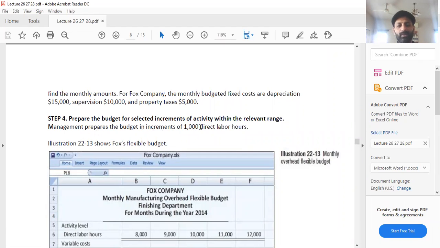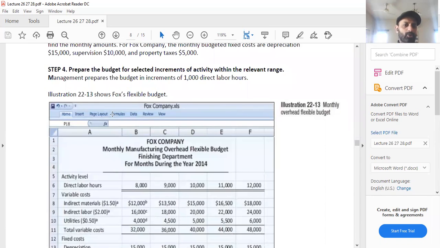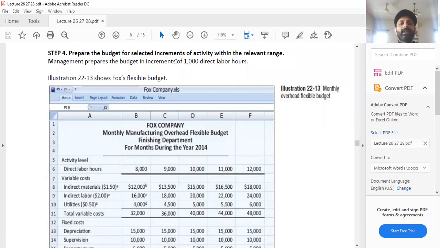Step 4, prepare the budget for selected increments of activity within the relevant range. Now, हमने कहा था कि when you are trying to figure out the increment in the activity level, you simply look at the activity of your company and try to judge okay, what is the best incremental way that you want to adopt. तो आप इसमें कहते हैं कि it should be 1,000 direct labor hours per month. So you start by 8,000. 8,000 means कि you expect कि आपकी जो activity level है that will be 8,000 direct labor hours per month. आप उसमें increment means कि आप कहते हैं okay if it comes to 9,000 then what will be the monthly manufacturing overhead rate. 10,000 पे कितना, 11,000, 12,000. So it simply is an increment of 1,000 ताकि आपको this way you get different levels of activity.